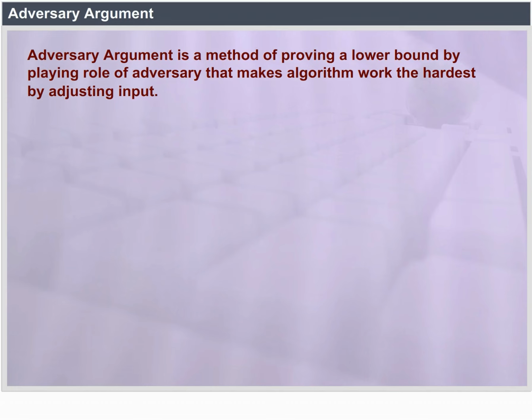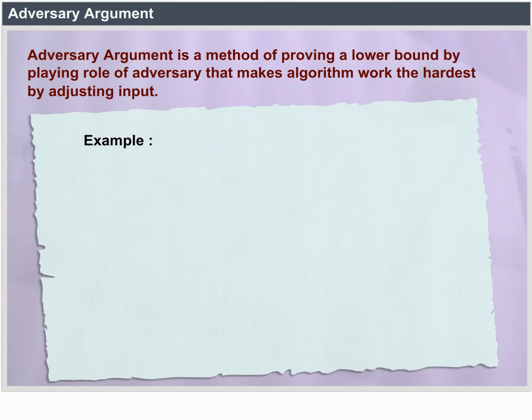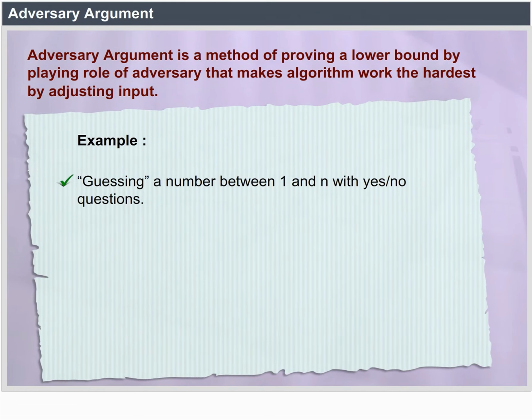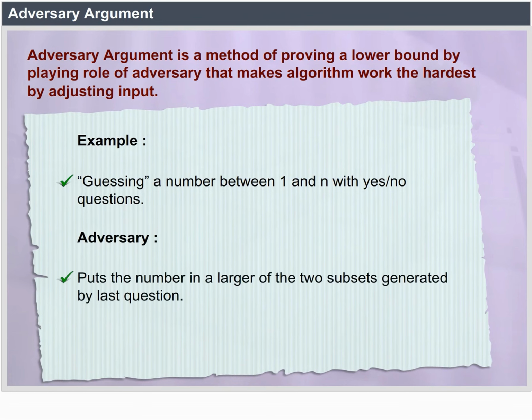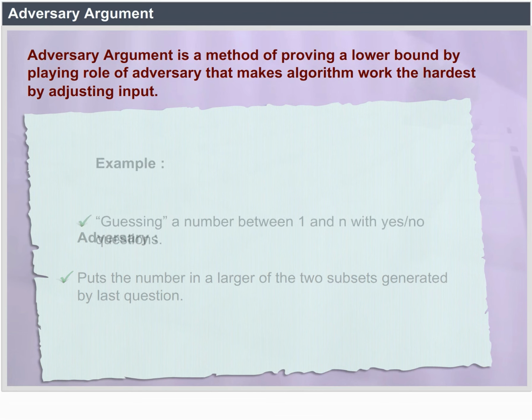Adversary argument. Adversary argument is a method of proving a lower bound by playing the role of an adversary that makes the algorithm work the hardest by adjusting the input. Example: guessing a number between 1 and n with yes or no questions. The adversary puts the number in the larger of the two subsets generated by the last question.